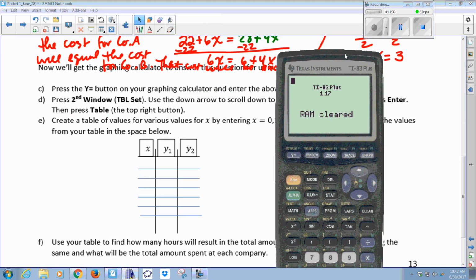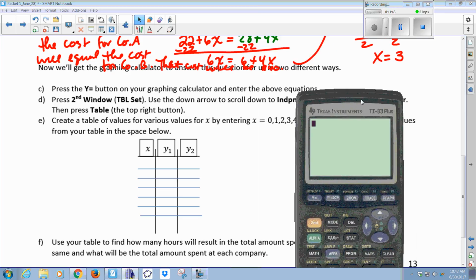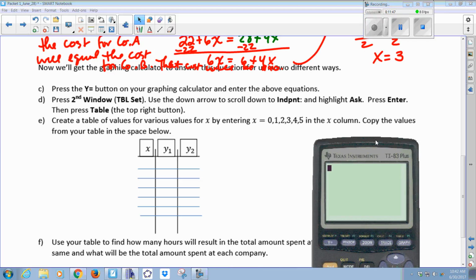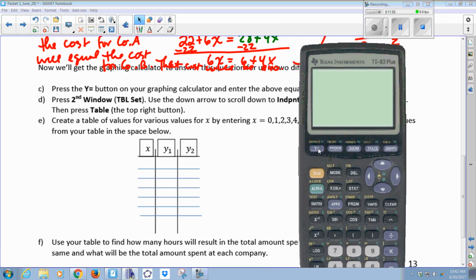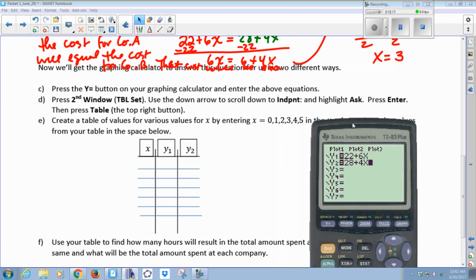Okay, so I have my handy dandy calculator out here. I'm going to clear the screen. Let's take a look at how we would approach a problem like this if we had a calculator available. We're going to press the y equals button, which is where we get to put in the 2 equations from this problem. The first one is 22 plus 6x. And the second equation, y2, is 28 plus 4 times x. Okay, so we've entered our 2 equations.